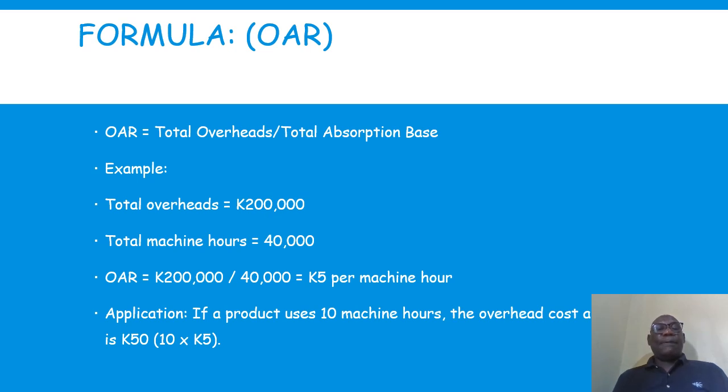So now, let us try to appreciate the application of this formula or the application of what we've done. If a product uses 10 machine hours, for example, what would be the total overhead cost? I think you can try to do that in your spare time.